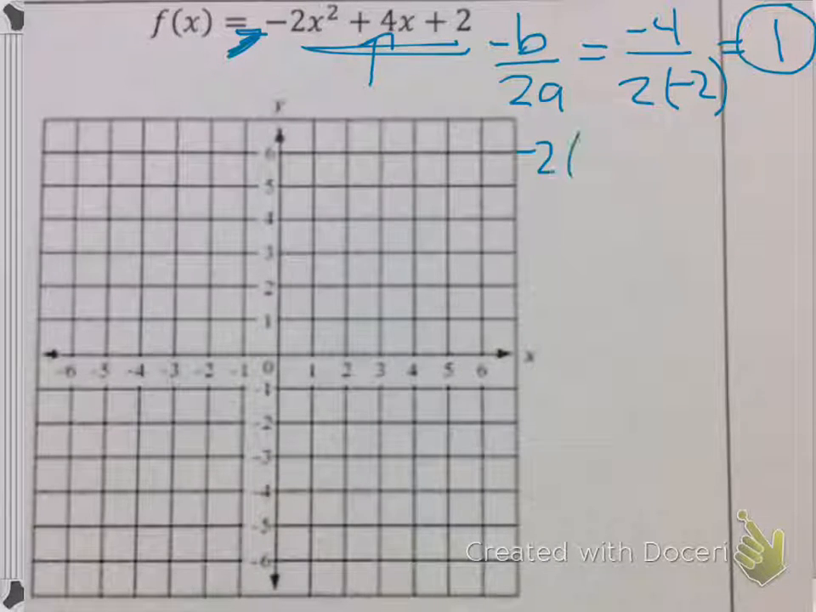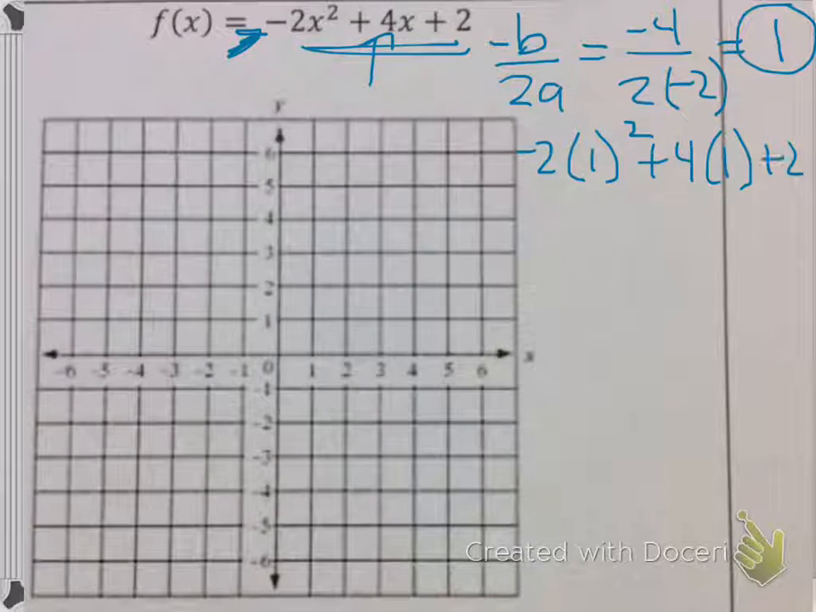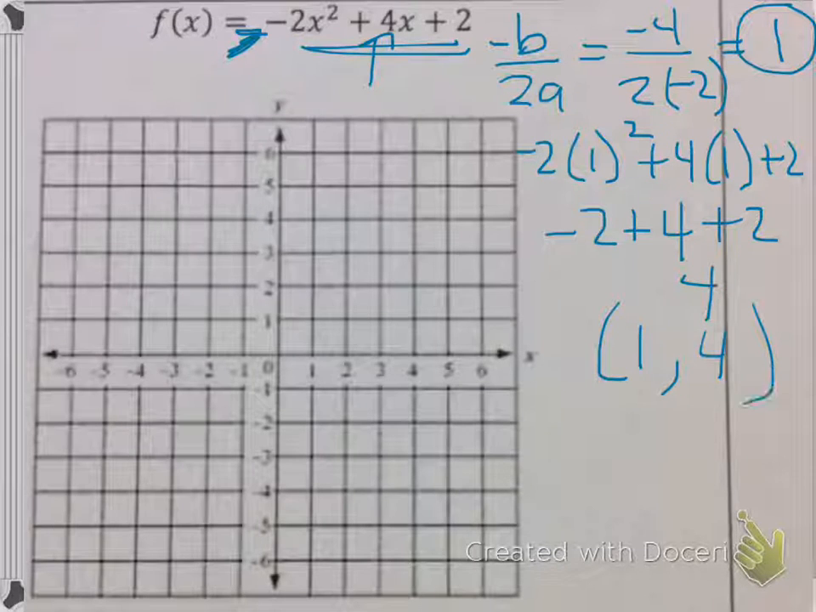So a negative 2 times 1 squared plus 4 times 1 plus 2. 1 squared is 1, and then times the negative 2 out front is negative 2. 4 times 1 is 4, and then I just have that plus 2. So right here, a negative 2 plus 4 is 2, 2 plus 2 is 4, so my ordered pair is 1, comma, 4 for my starting point.